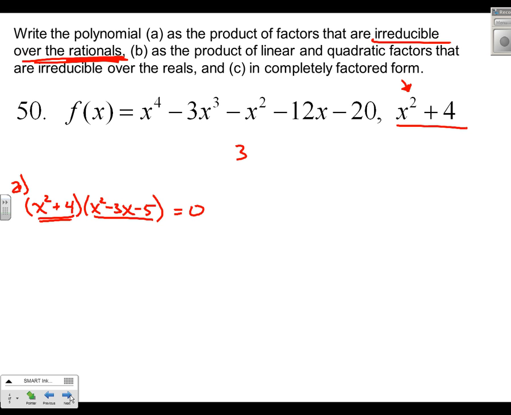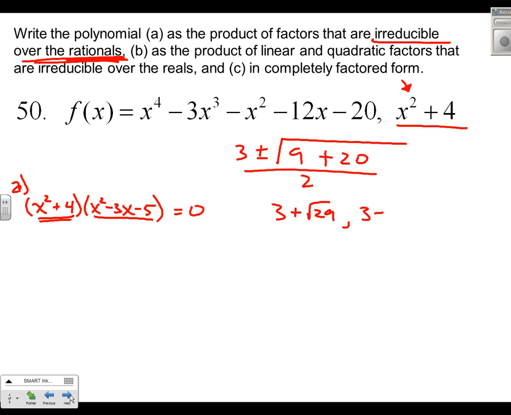Opposite of b, plus or minus the square root of b squared, that's 9, minus 4 times a, 1, times c, -5. That's 4 times -5, -20, so that becomes plus 20 here. All over 2a, that's just 2. So that is 3 plus root 29 and 3 minus root 29, all on 2. So ugly zeros, but zeros nonetheless.